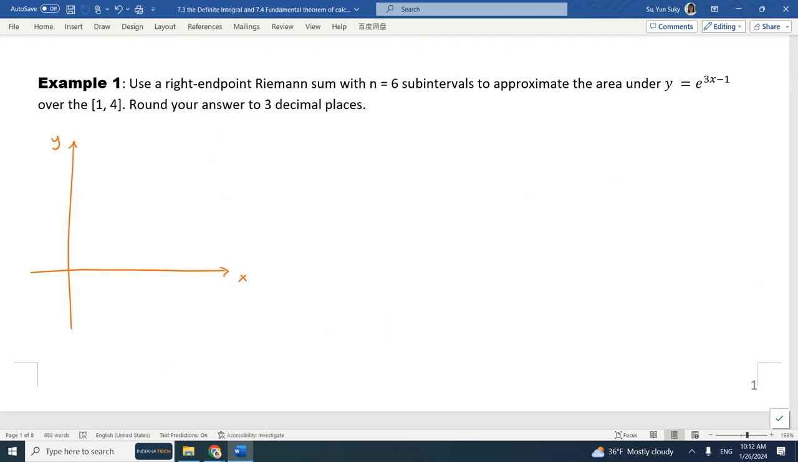If we plug in 1, what happens? E to the 3 times 1 is 3. 3 minus 1 is 2. Yes.